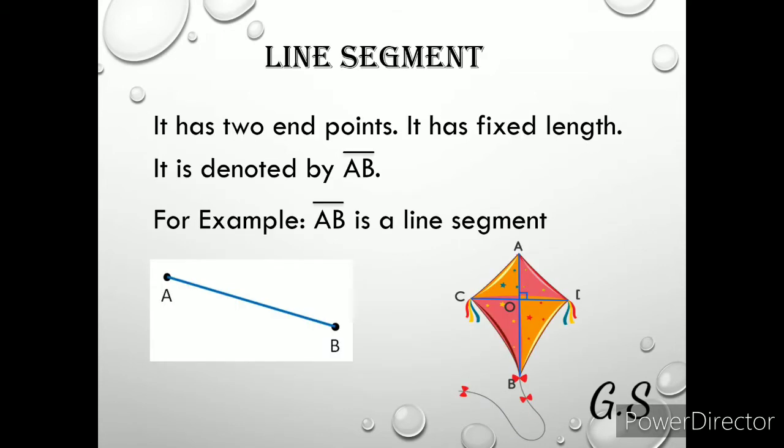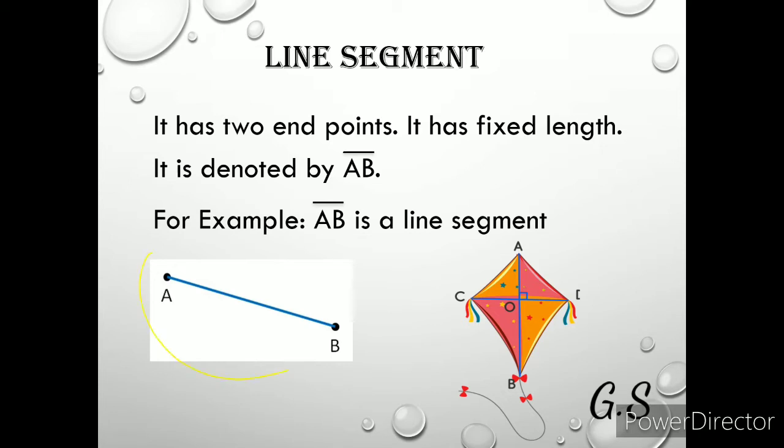Moving forward, we'll see a line segment. Now what is a line segment? A line segment is a straight line, but it has two endpoints. It has a fixed length and it can be drawn in any notebook or book.